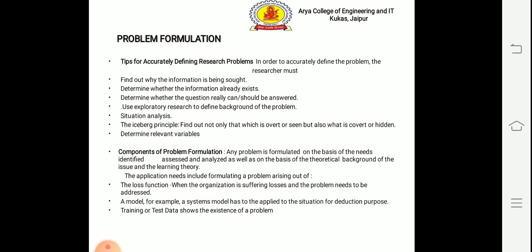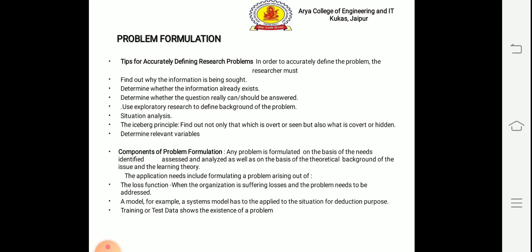Now there are some tips for accurately defining research problems. In order to accurately define the problem, the researcher must find out why the information is being sought, determine whether the information already exists, determine whether the question really can or should be answered, and use exploratory research to define the background of the problem. Situation analysis, the iceberg principle: find out not only that which is overt or seen but also what is covered or hidden. That is the iceberg principle. Determine relevant variables.